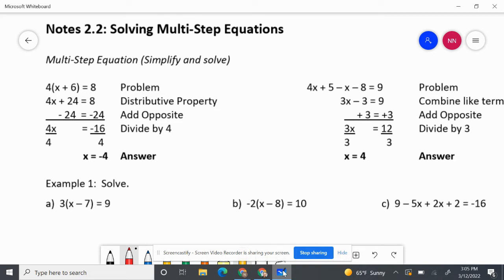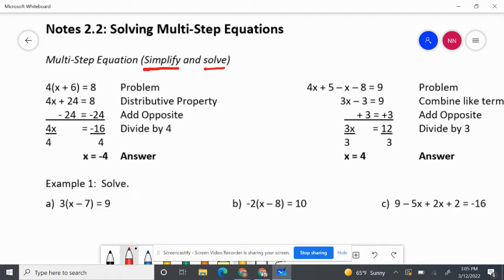What we're going to do is solve multi-step equations. We've already solved one-step and two-step equations with the summer packet. What we're going to do with multi-step equations is simplify and then solve. With simplifying, there's a couple different ways that we're going to do this.